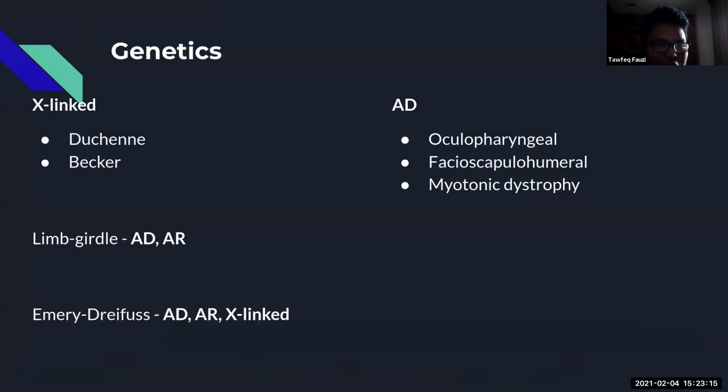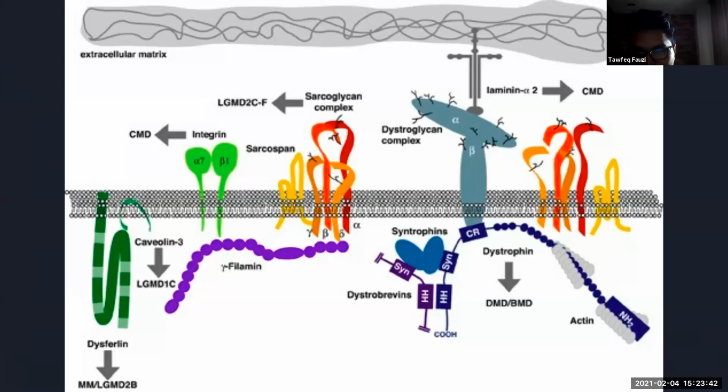These disorders have specific patterns of inheritance, such as Duchenne and Becker, which are X-linked, and some disorders also have multiple patterns of inheritance, like limb-girdle or Emery-Dreifuss muscular dystrophy. The mutations that occur in these diseases affect the proteins in the muscles. So this is just a picture. I just want to focus on this particular protein, which is dystrophin.